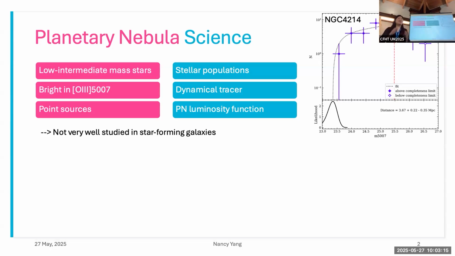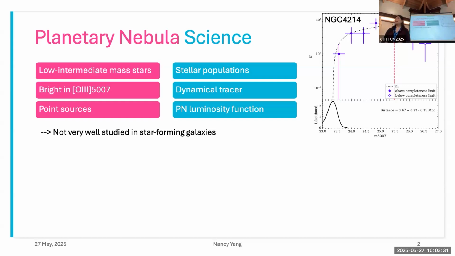Historically speaking, planetary nebulae have been mostly studied in early-type galaxies because they're easy to spot thanks to their O3 emission. You just take a narrowband image, and any small emission point source on there that's not on a continuum image is a PN.